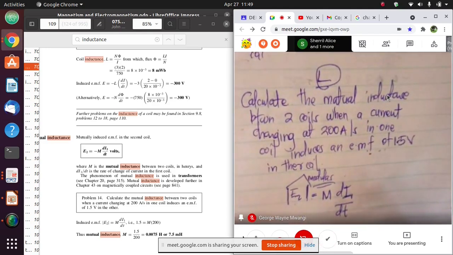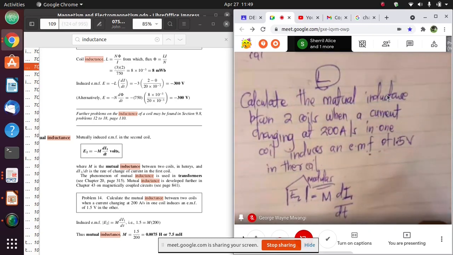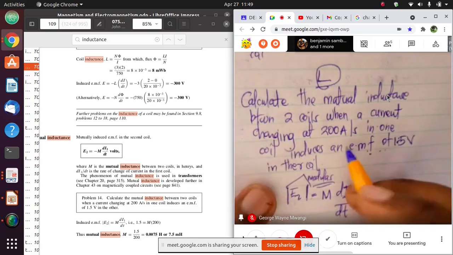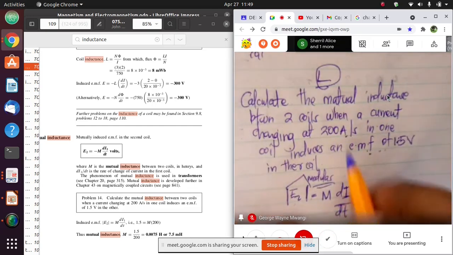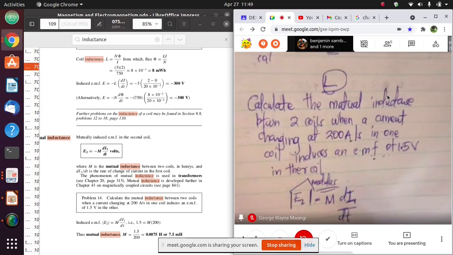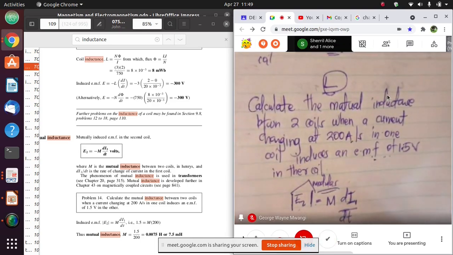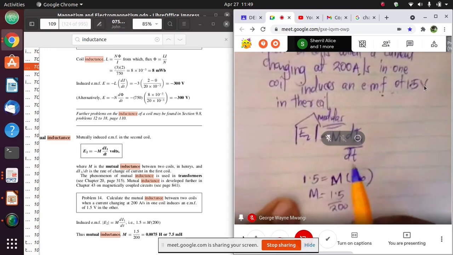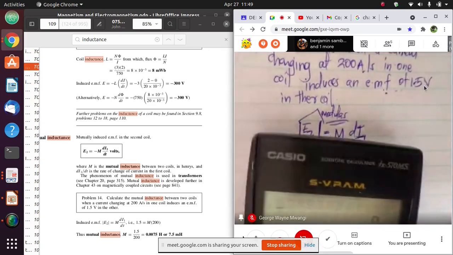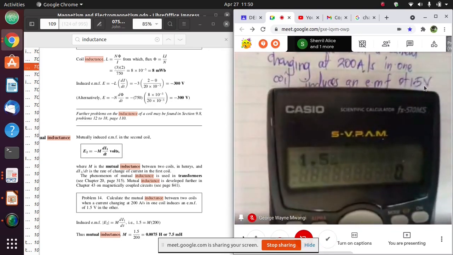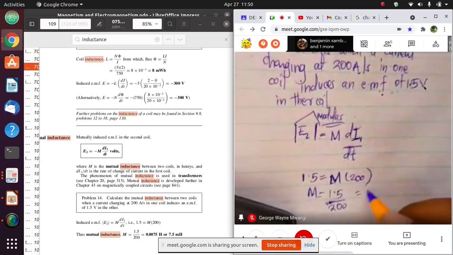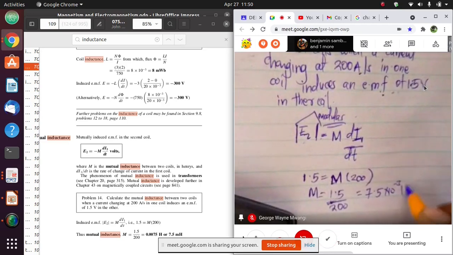So what will be the value of the mutual inductance? The change in current is 200 amperes, so the change in current with respect to time is 200 amperes per second. So the mutual inductance will therefore be 1.5 divided by 200, giving you that the mutual inductance is 7.5 times 10 raised to power negative 3 Henry.